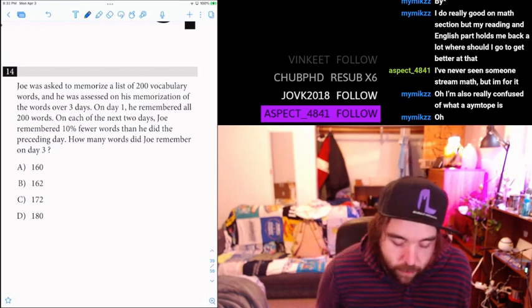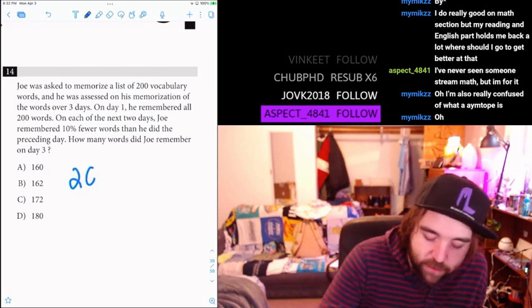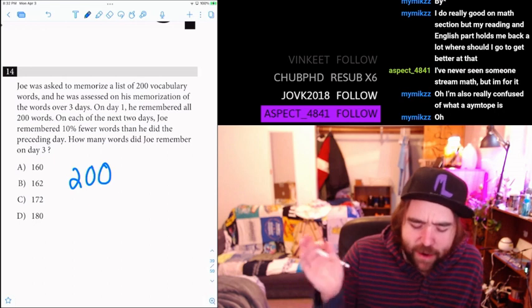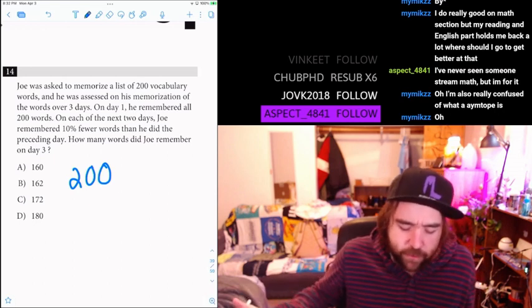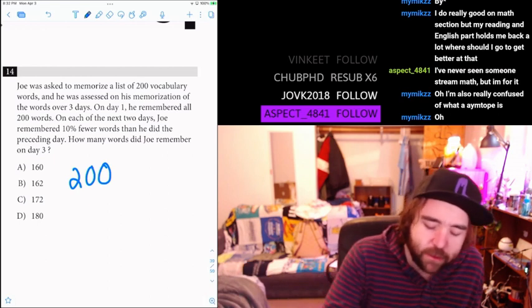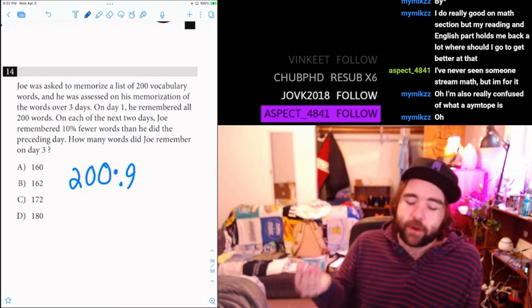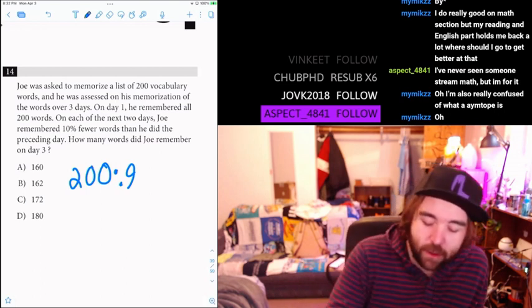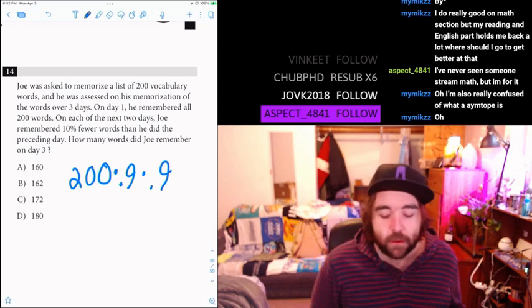All right, so we just gotta do some quick math, right? We gotta say he started with 200. On day 1, he remembered all the words. He did great. On the next 2 days, he remembered 10% fewer than he did the preceding day. So the second day, he remembered that many words. He remembered 90% of what he had before. The next day, he remembered 90% of that.